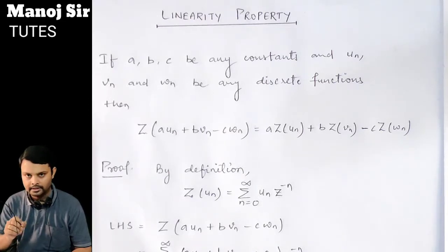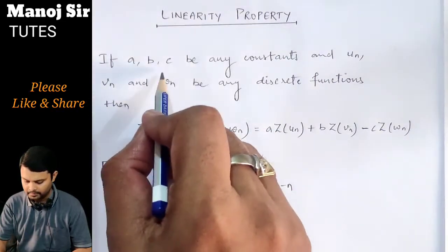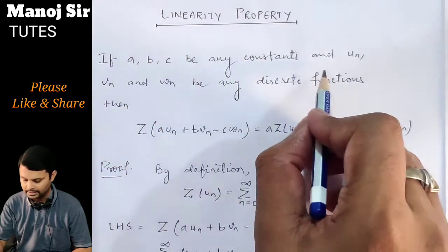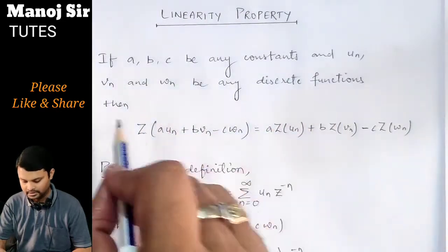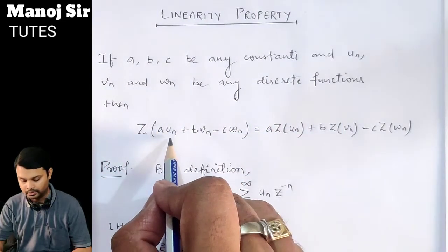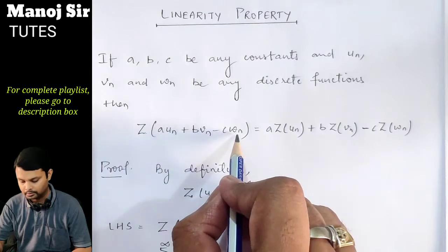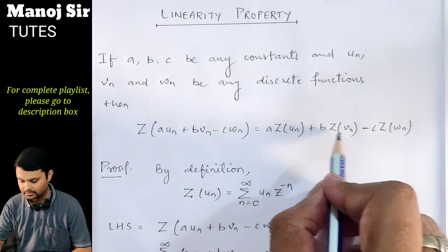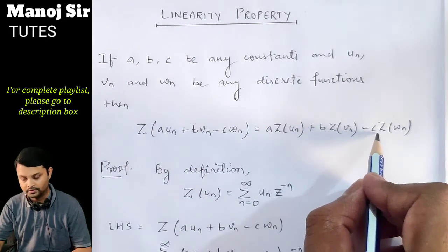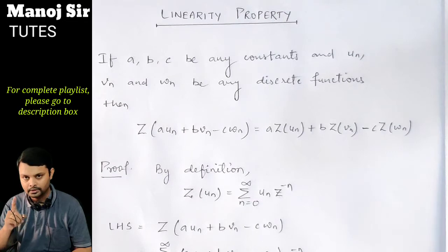So according to the linearity property of Z transform, if A, B and C are any constants and Un, Vn and Wn are any discrete functions, then Z transform of A into Un plus B into Vn minus C into Wn is equal to A into Z transform of Un plus B into Z transform of Vn minus C into Z transform of Wn. One thing that you need to remember is that in Z transform the function must be discrete. I repeat this once again: a discrete function is mandatory in the case of Z transform.